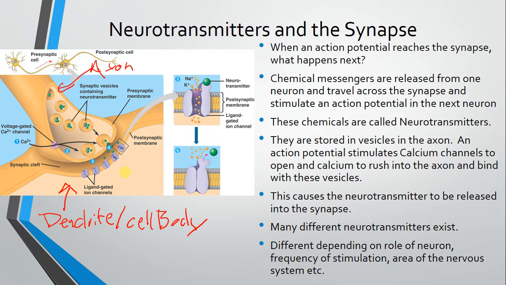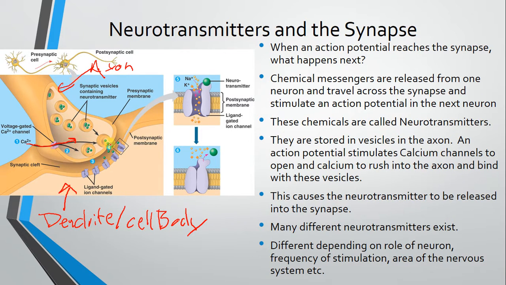So neurotransmitters are stored in little vesicles right here, synaptic vesicles. And when the action potential reaches this area of the axon terminal, it stimulates calcium voltage-gated channels to open. Because these voltage-gated channels open, calcium rushes into this axon terminal. When the calcium is in this axon terminal, it binds to these synaptic vesicles containing the neurotransmitters. And because of that binding, these vesicles fuse with the presynaptic membrane and cause the neurotransmitters to be released into the synapse.